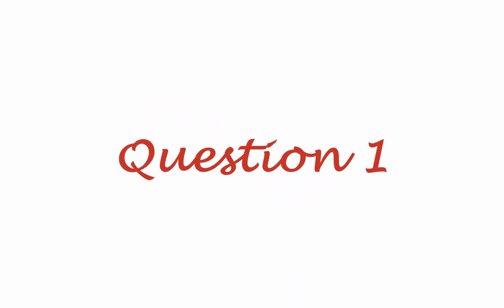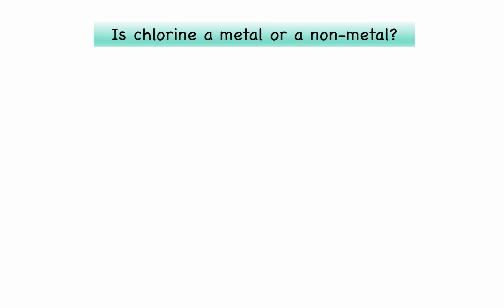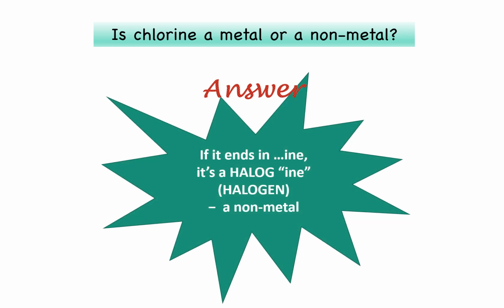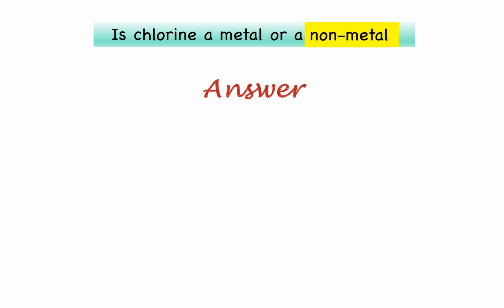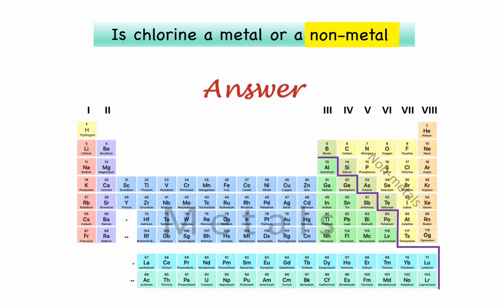Question 1. Is chlorine a metal or a nonmetal? Based on its name, chlorine, which ends in -ine, is a halogen and therefore a nonmetal. Its location on the right-hand side of the zigzag line on the periodic table indicates that it is a nonmetal.